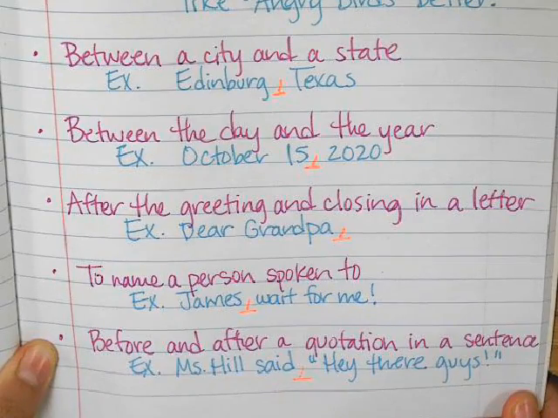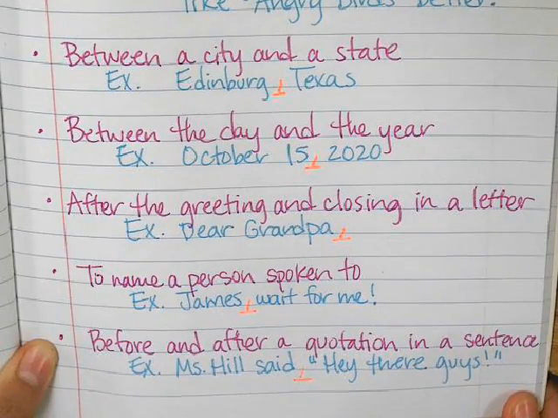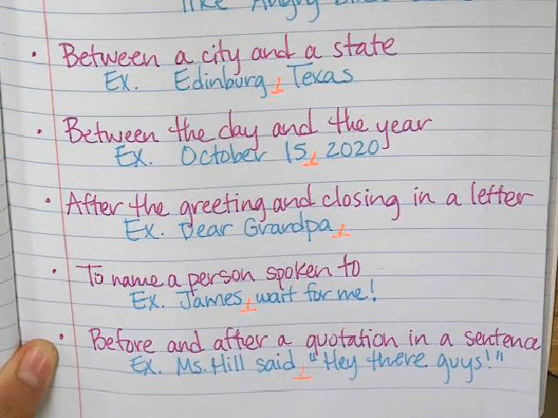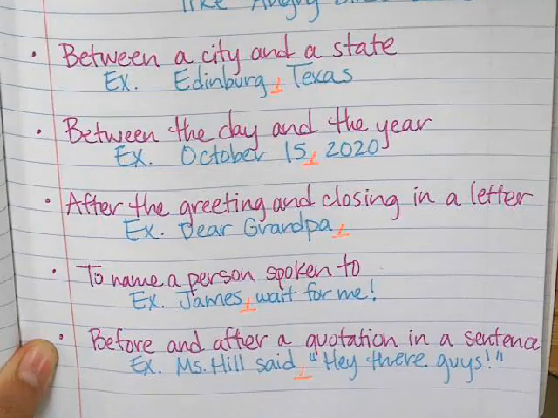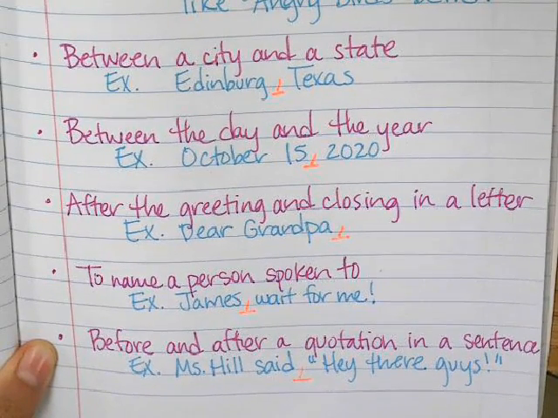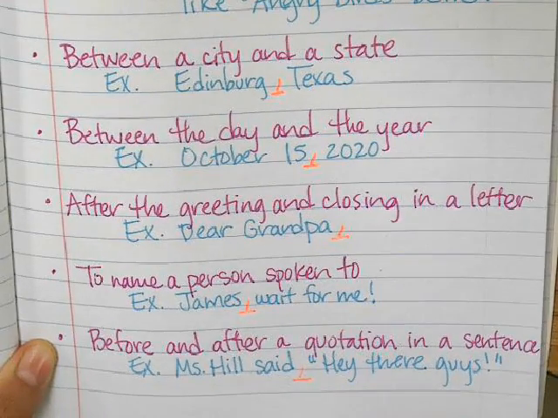So we use them, of course, in a series, in a list, in front of conjunctions, which is our FANBOYS, so before conjunctions, between a city and a state, between the day and the year, after the greeting and closing in a letter, to name a person spoken to, and before and after a quotation in a sentence.